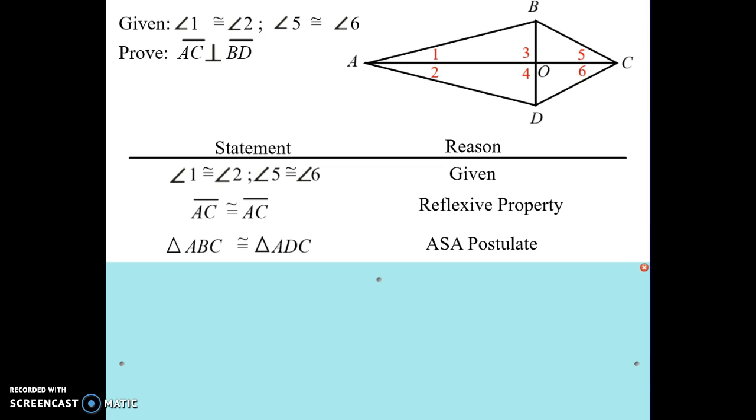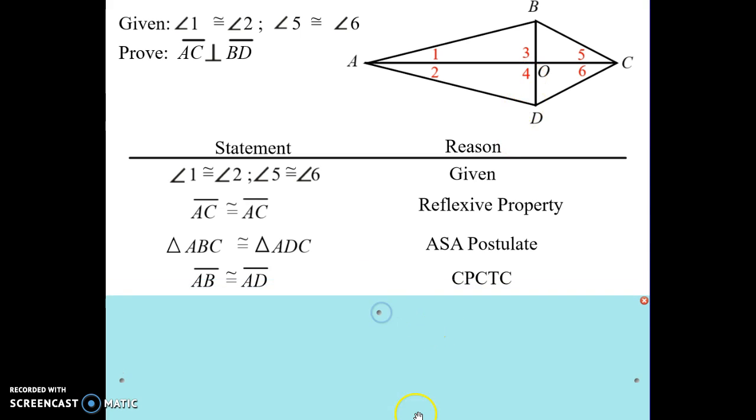Knowing that, we can now start using some corresponding parts that are already congruent. We're trying to get the triangle ABD, this triangle that's split into two. We want to prove that those two little triangles are congruent to each other, allowing us to get 3 and 4 congruent, and so forth. So therefore, we know that AB and AD are congruent by CPCTC.